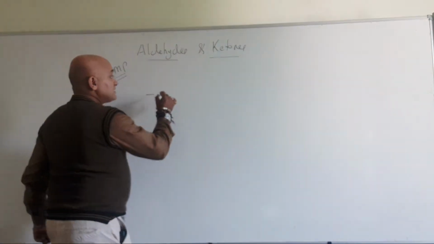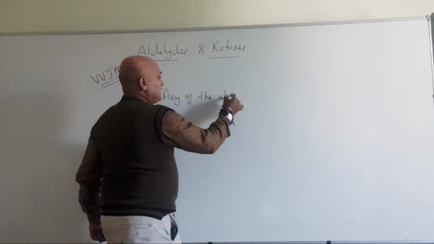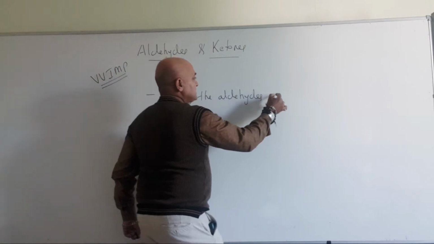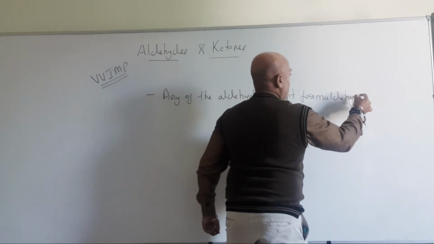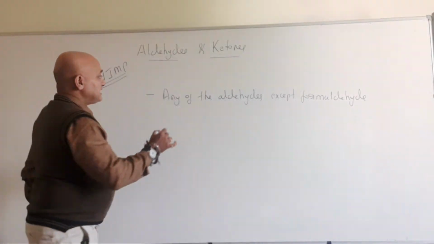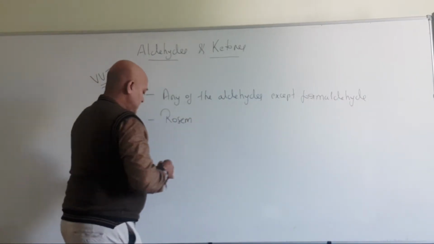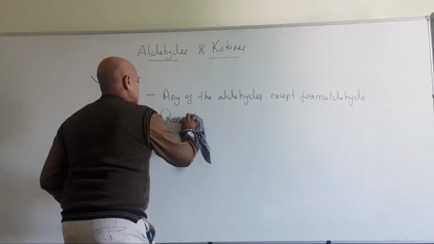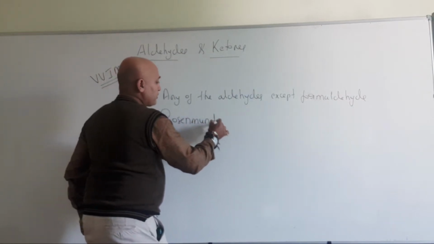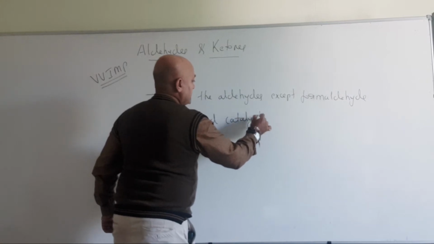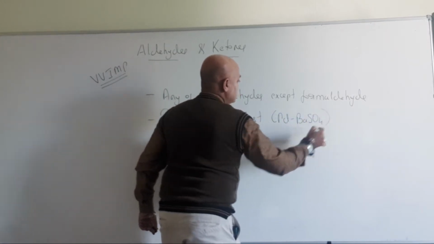Here any of the aldehydes will be synthesized, except formaldehyde. That is one thing. And there will be utilization of the Rosenmund catalyst. Otherwise, other catalysts can be used, but since we are talking about Rosenmund reduction, we have to talk about the Rosenmund catalyst. So what is that? That is the combination of palladium and barium sulfate.